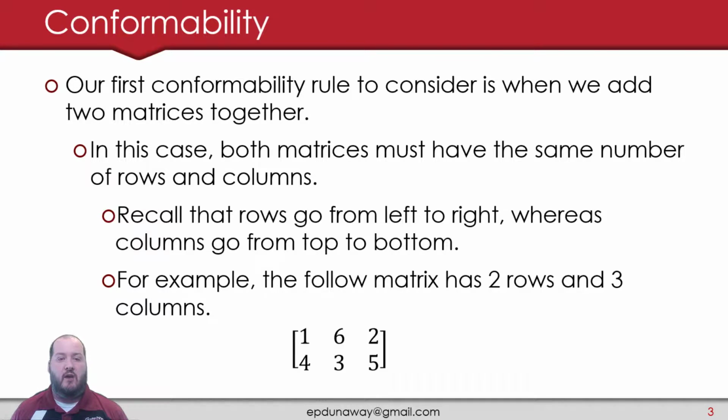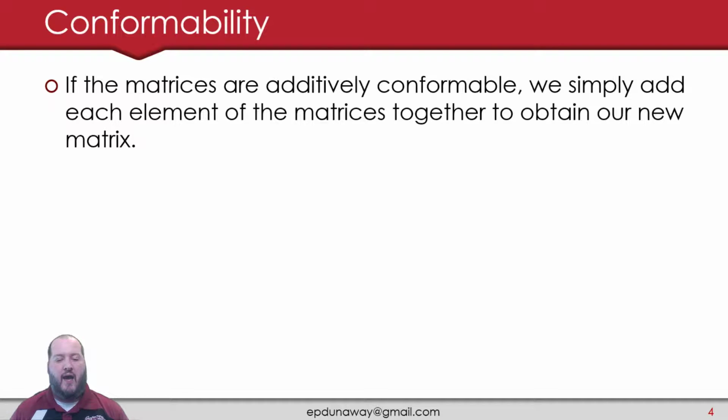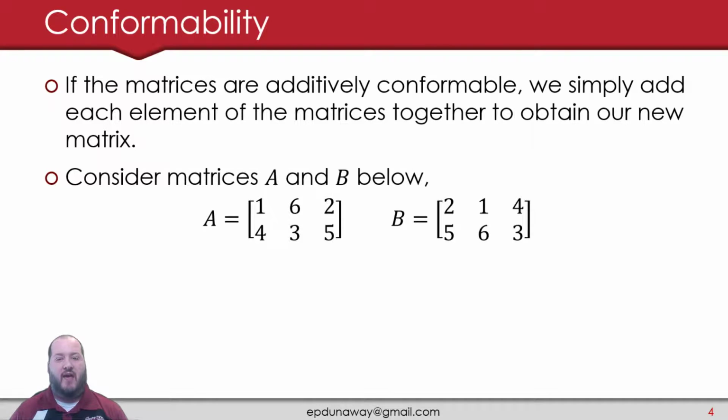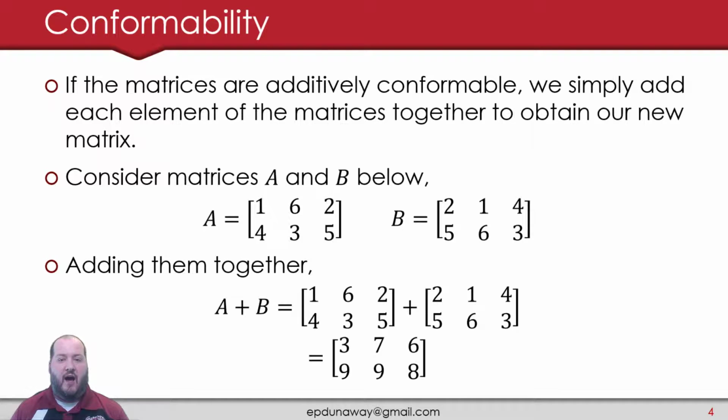Anyways, if we have two matrices that are additively conformable, we can just add each individual element of the matrices together to obtain our new matrix. So let's actually do that. Let's consider matrices A and B below. I've got A and B, and I want to add them together. To do that, I just add up each individual element. The element in the first row and first column is 1 in A and 2 in B. Well, 1 plus 2 is 3.